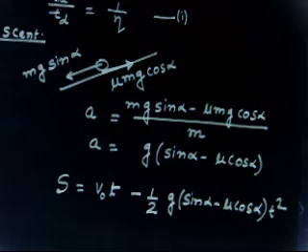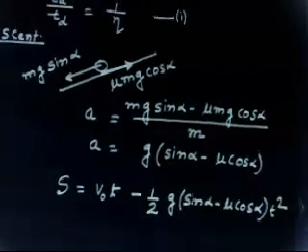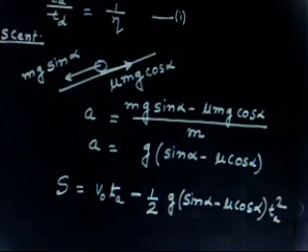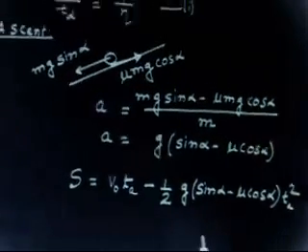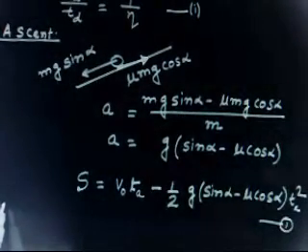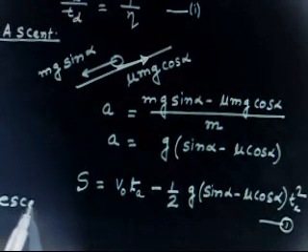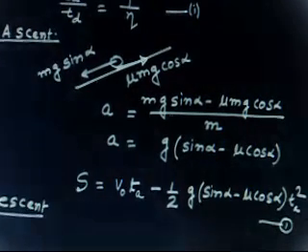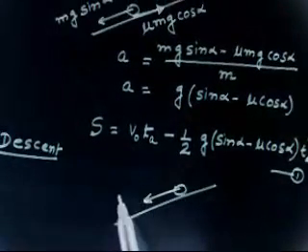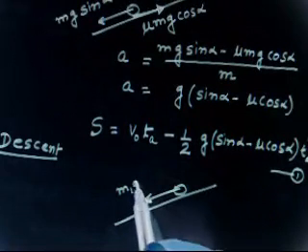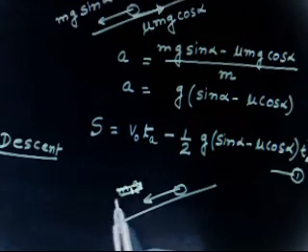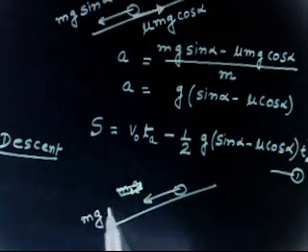So from here I can find the time of ascent. So let us call this the time of ascent. Now let us discuss descent. So this is the equation of ascent. When this object is coming down, what is the acceleration? Now what are the forces acting on this object? This is coming down, so it will have mg sin alpha. So simply, the force acting downward is mg sin alpha.